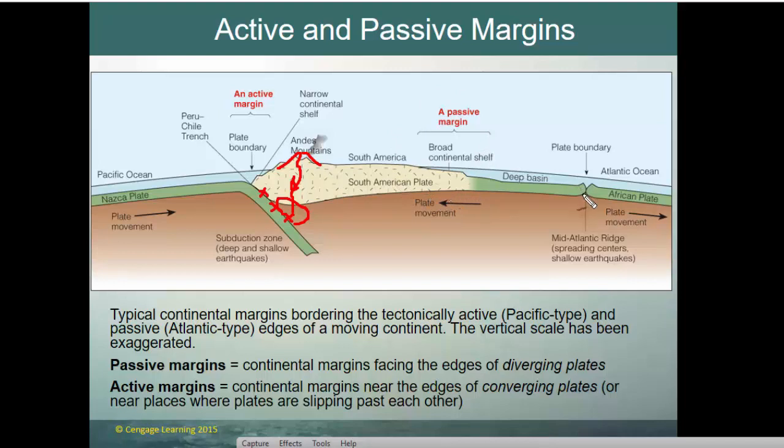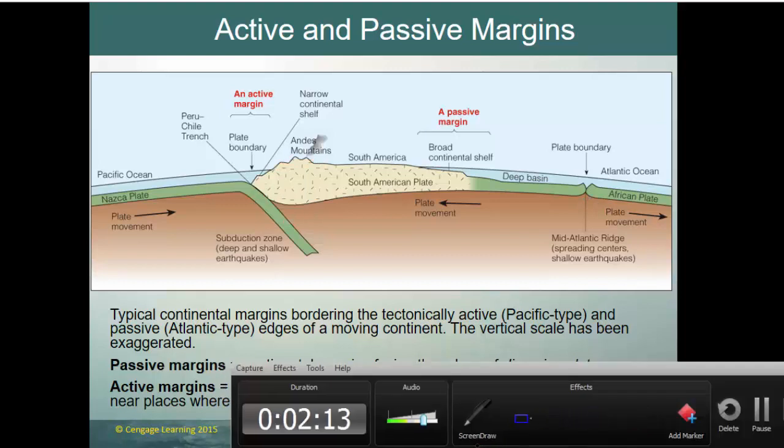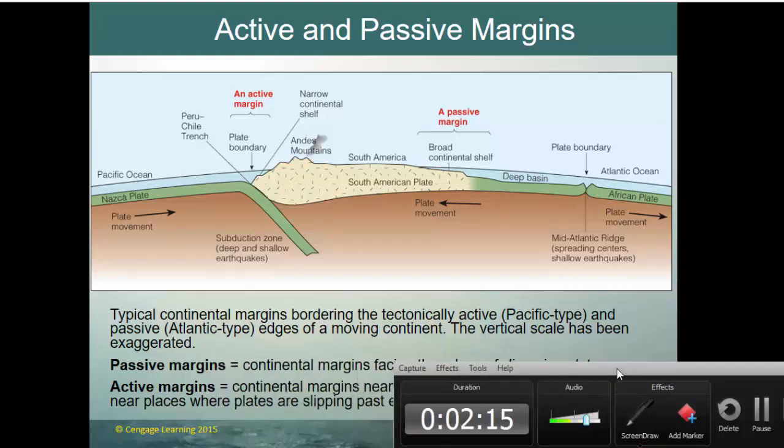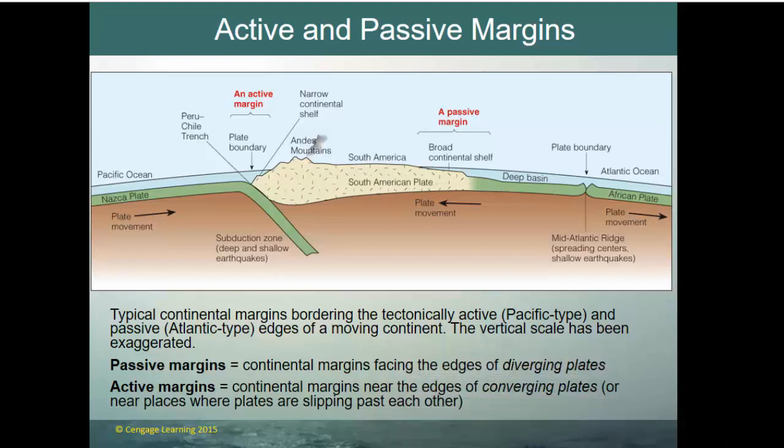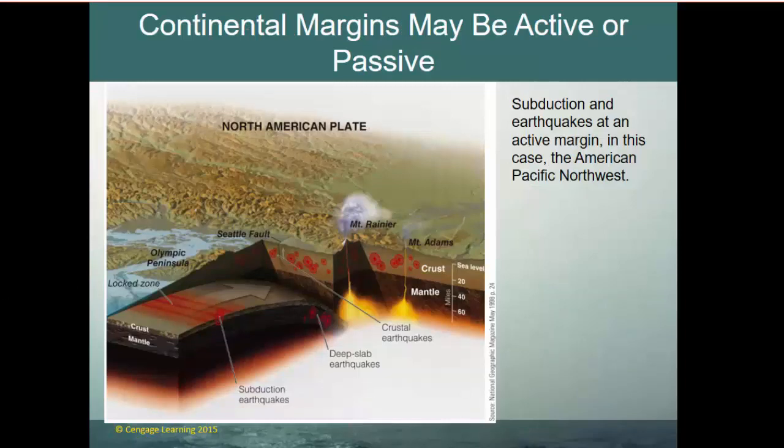The only volcanism or earthquakes going on is out here at the diverging center. So this is a typical continental margin bordering a tectonically active Pacific type and a passive Atlantic type moving continent. The vertical scale, of course, has been exaggerated. Passive margins are continental margins facing the edges of diverging plates, and active margins are continental margins near the edges of converging plates, or near places where plates are slipping past one another. That can also be tectonically active. So those are your passive and your active margins.